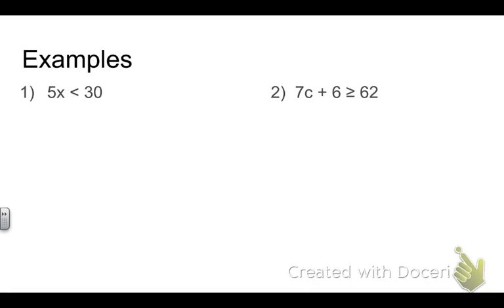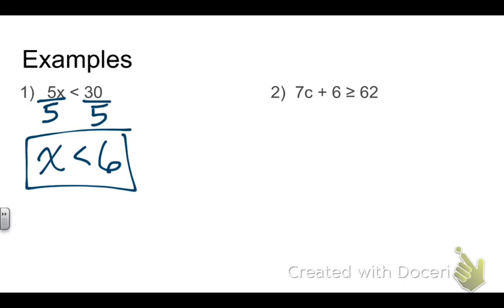5 times what number is going to be less than 30? X is being multiplied by 5, so do the opposite of multiplying by 5, divide by 5. Whatever you do to one side, do to the other. 5 divided by 5 gives you 1x is less than 6. No tricks.